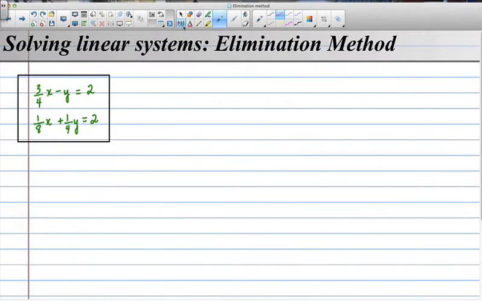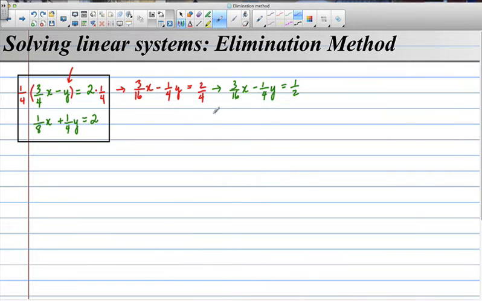I bet you're wondering what the other method for solving this one is. Well, take a look at the y's here. Can you make a zero pair? What happens when you multiply both sides by 1/4? We get 3/16 x minus 1/4 y is equal to 2/4.